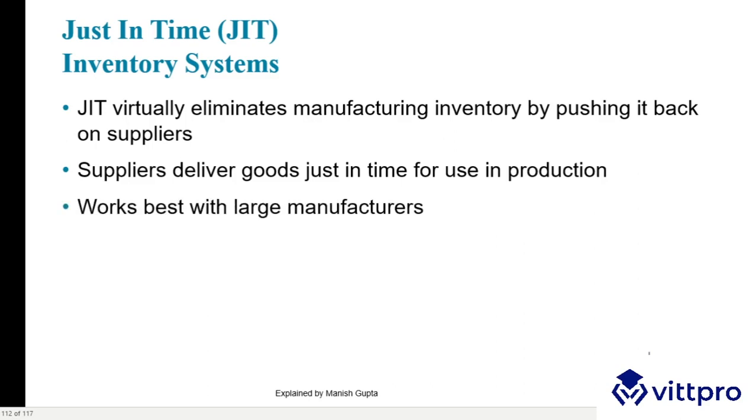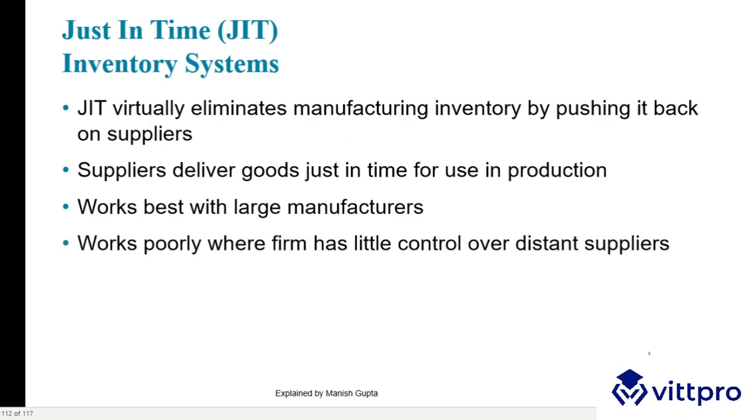It works best with large manufacturers because they are in a position to bargain. Smaller ones may not be able to bargain, and it works poorly when you don't have control over your suppliers. If you have stronger control, then it works.